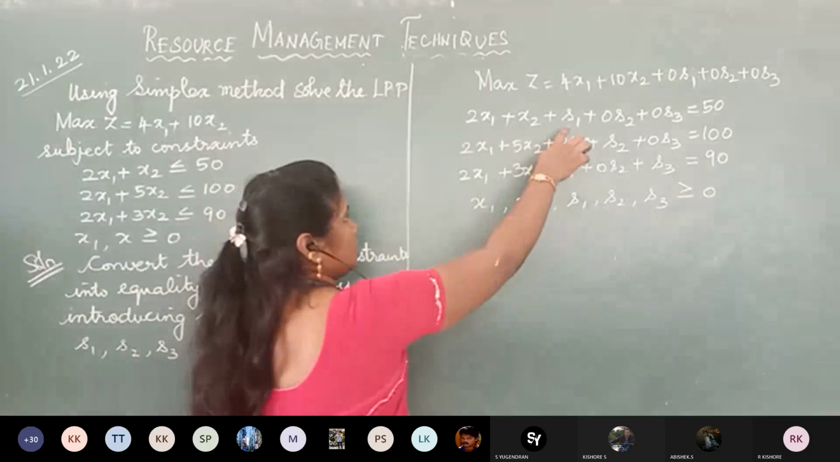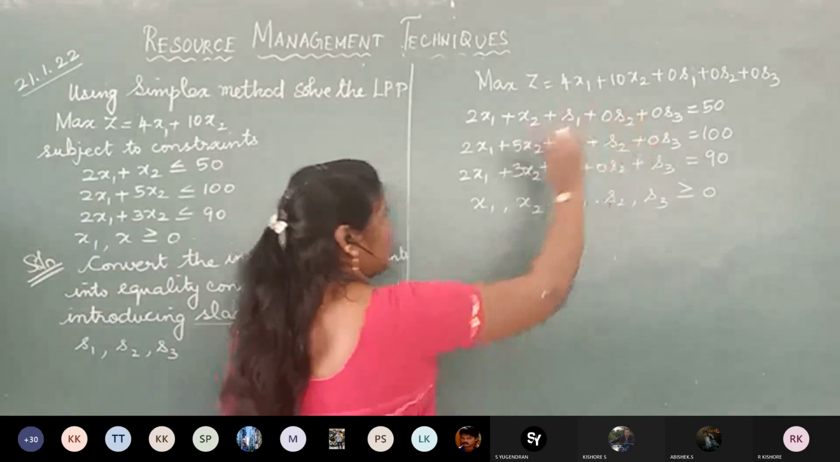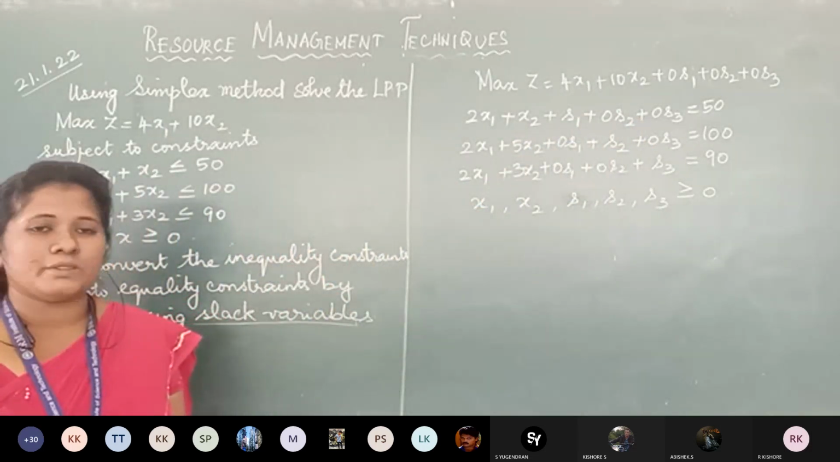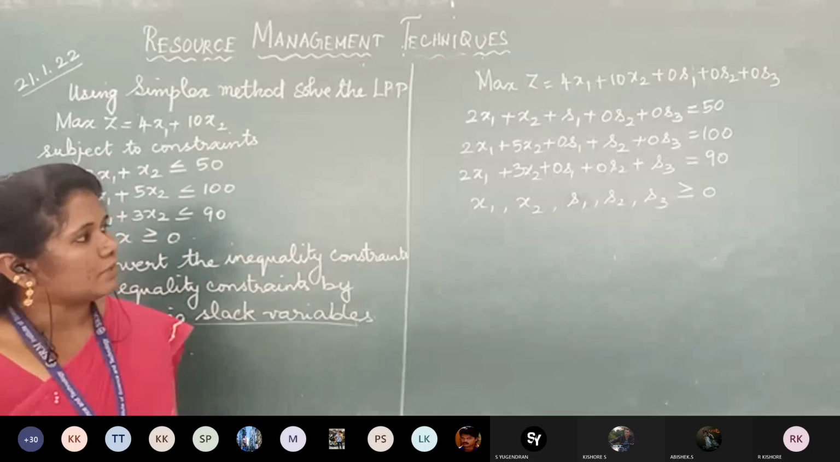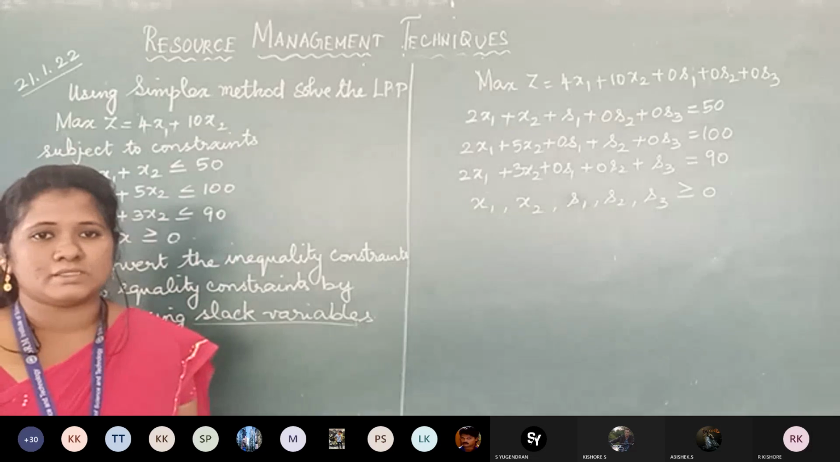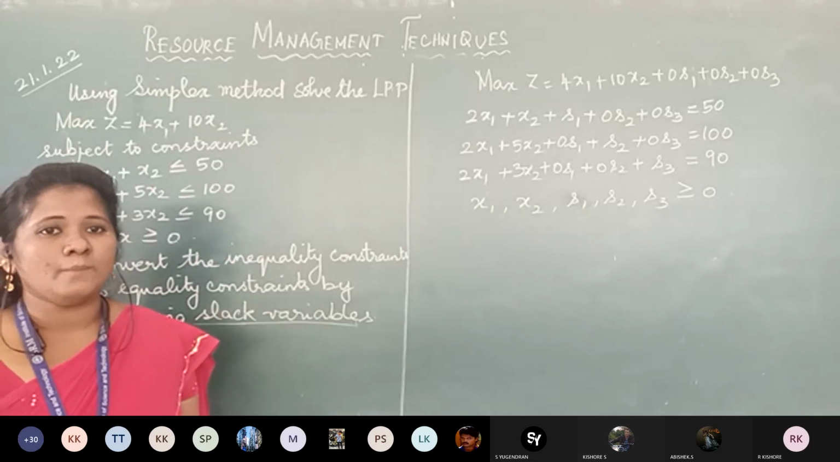So for your first equation, you will take it as S1. All other terms, you will take it as 0. Second equation, S2, you will take it as 1. All other terms, you will take it as 0. And similarly, for the third equation, S3, you will take it, and all other terms, you will take it as 0. Your slack variables. Okay.